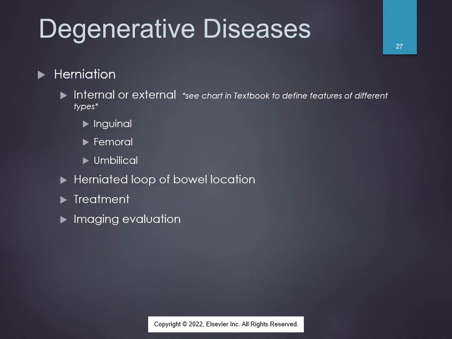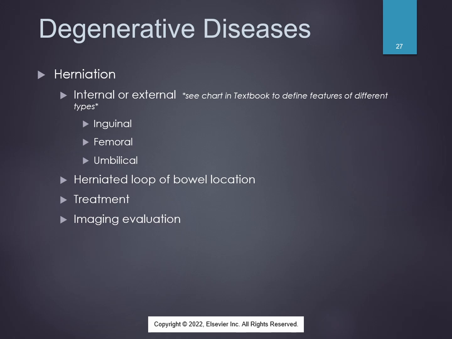Alright, we are going to be talking about degenerative diseases now. This is a highlight star, by the way. A hernia is a protrusion of an organ through an opening in muscle or tissue intended to hold it in place. Abdominal hernias can occur as internal or external. There are several different kinds, and you can see them on the slide.